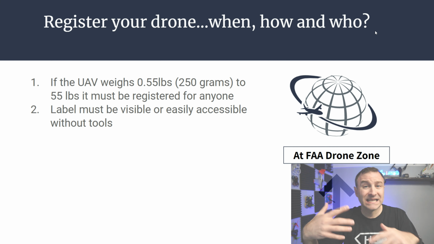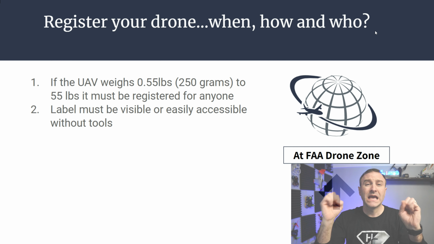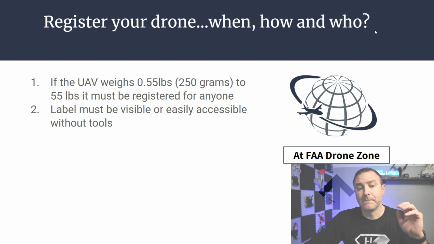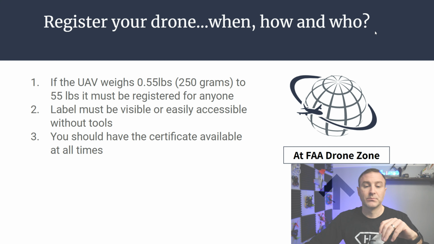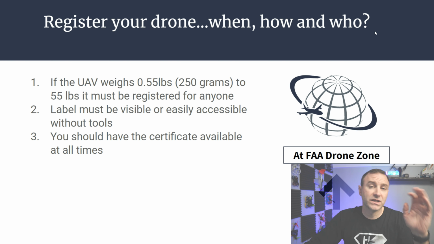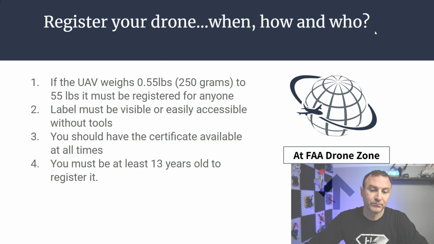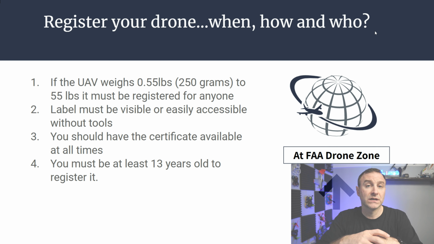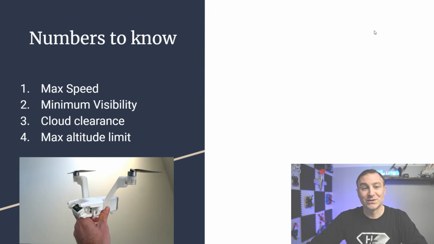Now you have to put a label on it. It has to be visible, easily accessible. It has to be visible without having to use tools, right? So you can put it in the battery compartment if that just opens. Easily accessible and visible is important, and you should have a certificate printed off. Save a file on your phone that shows that you have these drones registered. Okay. Now you have to be 13 years old to register a drone. Now you got to be 16 in order to take this test, but you can register a drone if you're 13 years old or older. If you're not 13, then you got to have someone that is older register it for you.